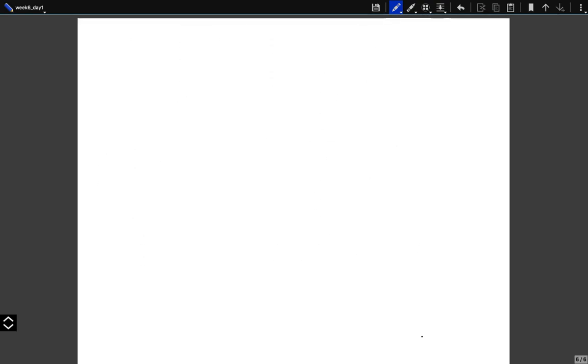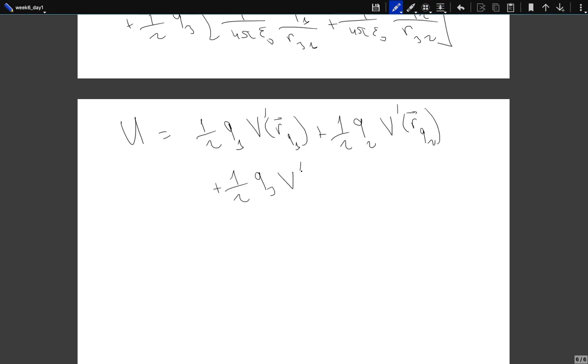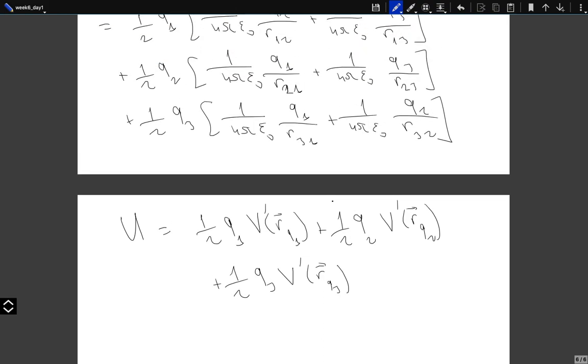So the potential energy of the system I can write as 1 over 2 Q1 V prime of R of Q1, let me just use this notation, plus 1 over 2 Q2 V prime of R of Q2, plus 1 over 2 Q3 V prime of R of Q3. Now what I mean, these are just the positions of the relevant charge. This is the position of charge Q1, this is the position of charge Q3, this is the position of charge Q2.